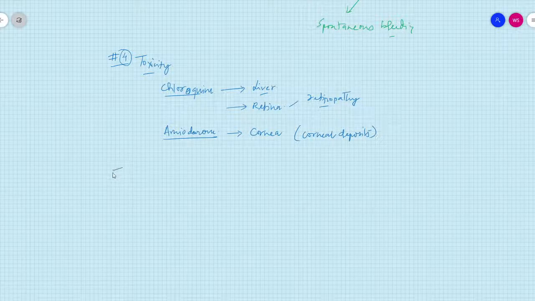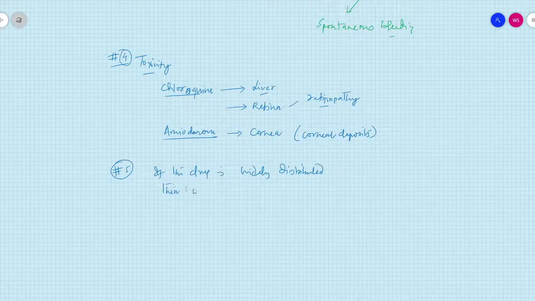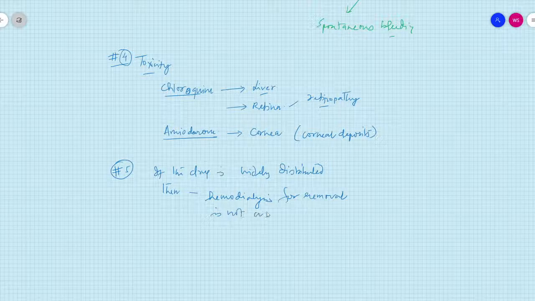Is there any other clinical application for distribution? All right, so we need to remember that if the drug is widely distributed, then hemodialysis for removal is not a good option.